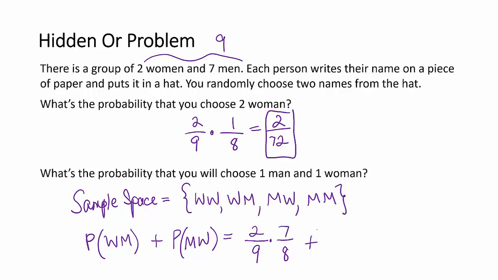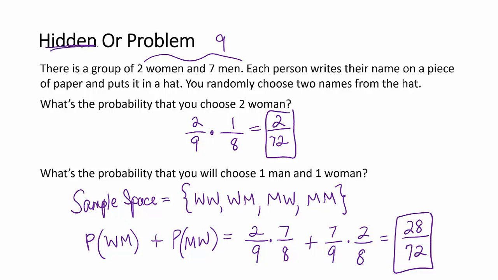Now let's do the other part. Probability of finding a man first, that would be 7 out of 9. But then we take out a name, and there are 2 women there to pick from. And that would be our second part. So if we finish that up, what do we get? 14 plus 14, we get 28 over 72. So see, if you didn't think about the order mattering, you probably would have only answered 14 out of 72. Hence why it's the hidden or problem. We have to remember that.